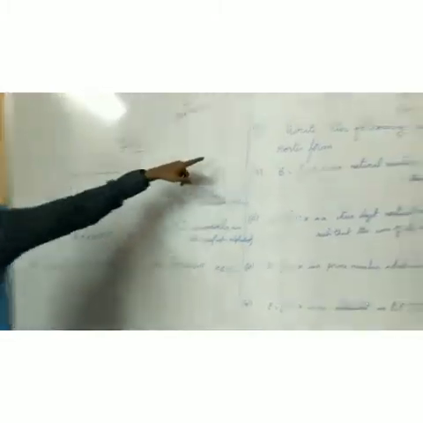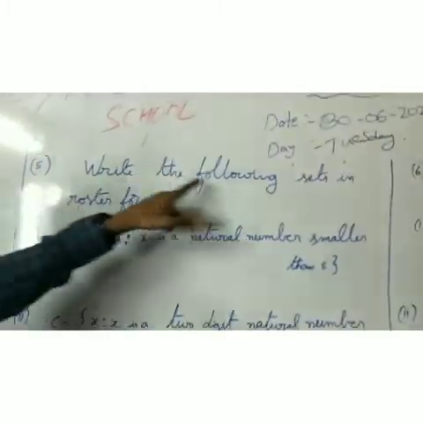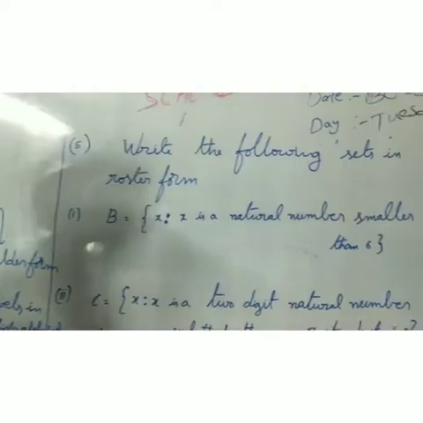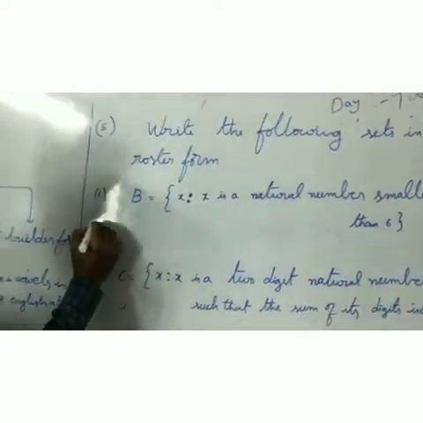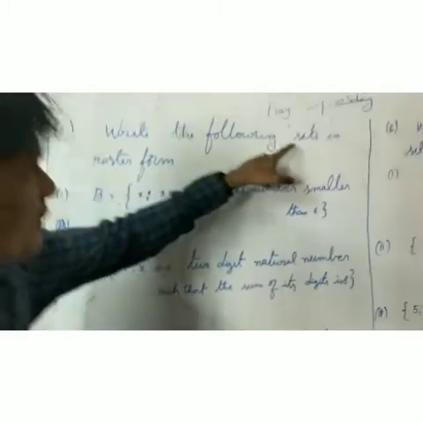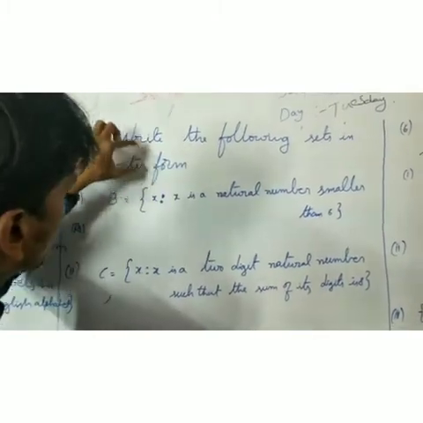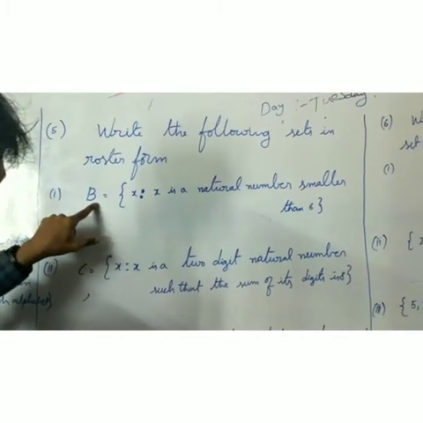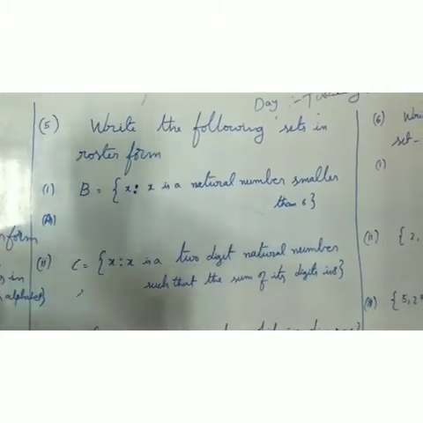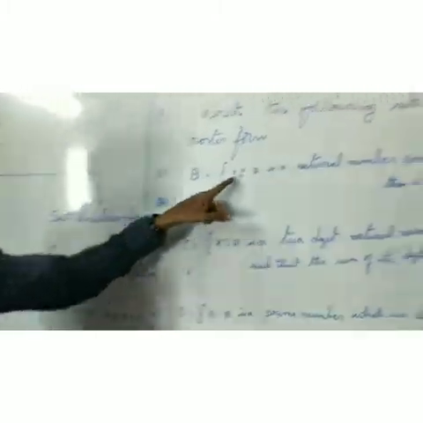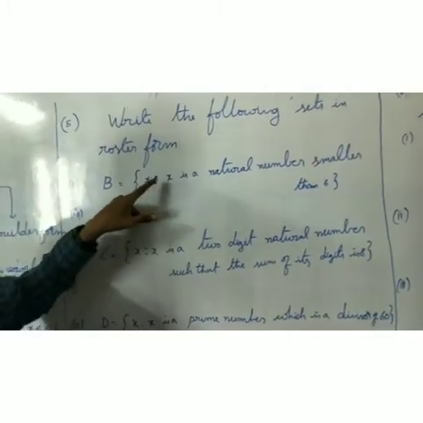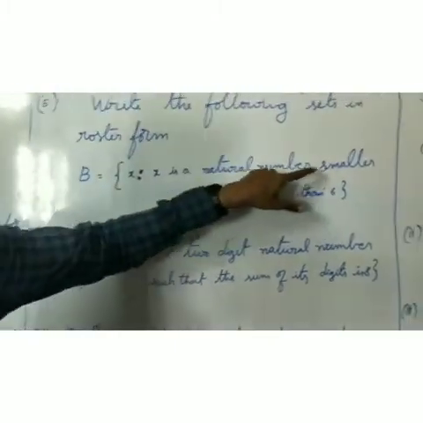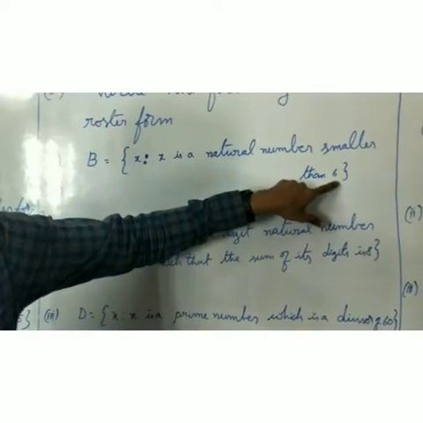So now we are going to the fifth problem. Write the following sets in roster form. In the roster form, we have to write the answer. Already in the question, B equal to the set builder form is given. See here, the set of all x such that x is a natural number smaller than 6.